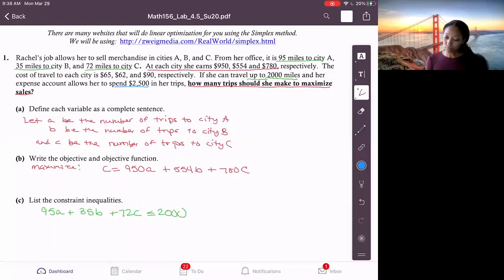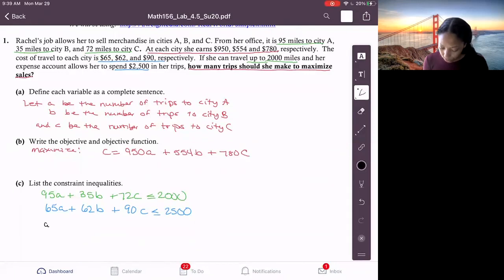And for the cost to travel to each city is $65, $62, and $90 respectively. So that's $65 for each trip to city A, $62 for each trip to city B, and $90 for each trip to city C. And that has to be less than or equal to $2,500 because that's the most money that she has to spend. I think we took care of everything that's given there. And of course, X, Y, and Z, I'm sorry, A, B, and C represent the number of trips that we're taking. They can't be negative. So A, B, and C all have to be greater than or equal to 0.